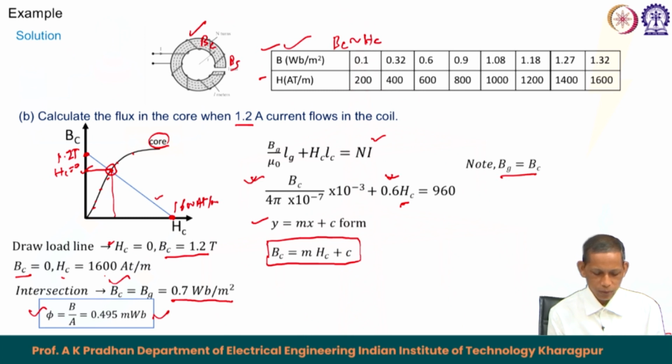The question was to calculate the flux in the core when 1.2 ampere current flows in the circuit. So, we say that the corresponding flux becomes 0.495 milliweber. This is a different kind of problem, given with the B H curve and the corresponding operating line, B c versus H c, that is y equals m x plus c from the equation, and then the intersection point gives us the corresponding operating point. From the operating point we can find the corresponding flux value phi.